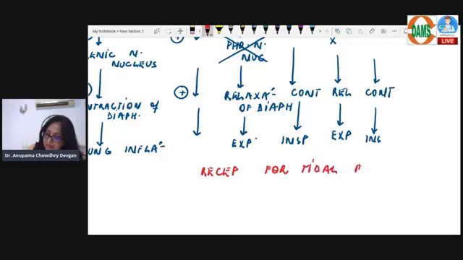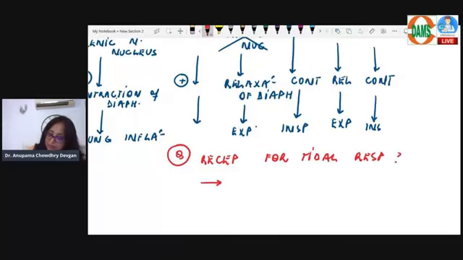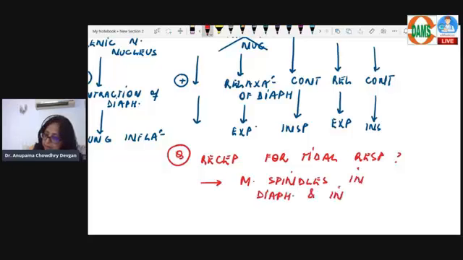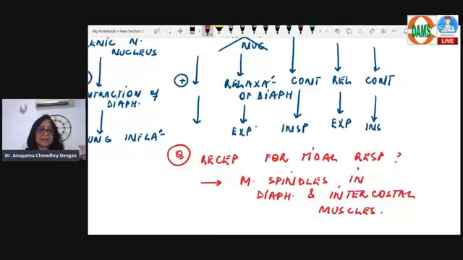What are the receptors for tidal respiration? Again, this was a question which was asked. The receptors for tidal respiration are the muscle spindles in the diaphragm and in the intercostal muscles, right?